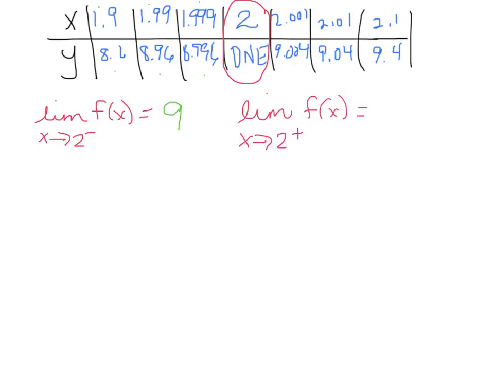So once again, I'm going to start at 2.1. I'm at 9.4. At 2.01, my y is 9.04. At 2.001, I'm at 9.004. Once again, it should be pretty clear that as I get really, really close to 2 on the right-hand side, my limit is approaching 9. So once again, we can say that the limit as x approaches 2 of this function is 9.